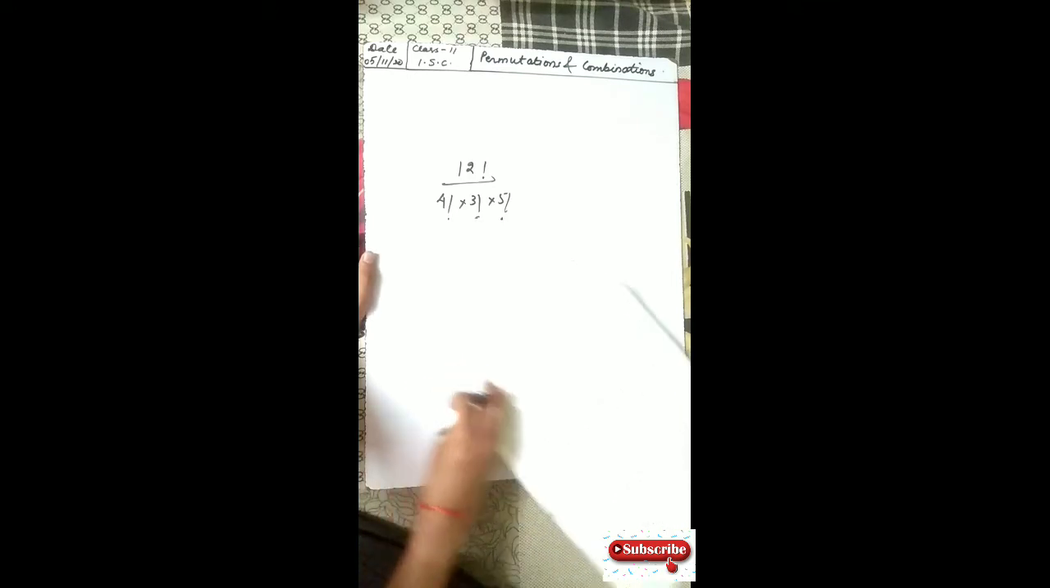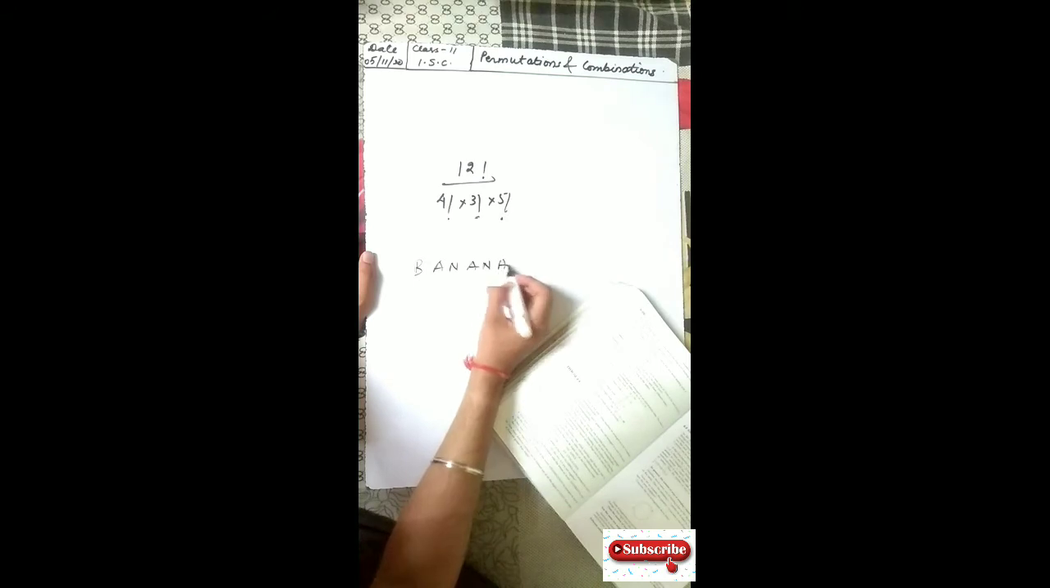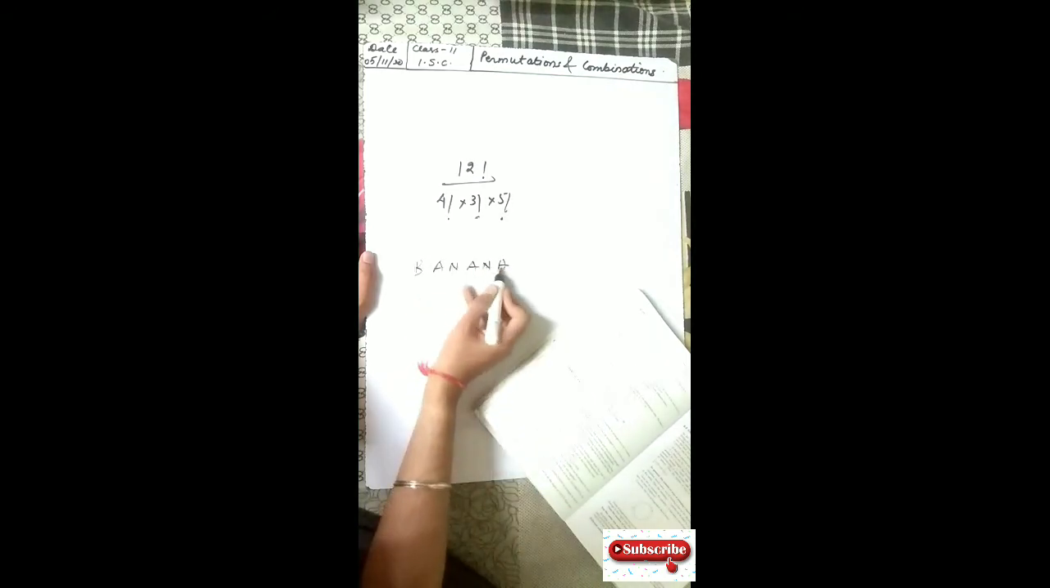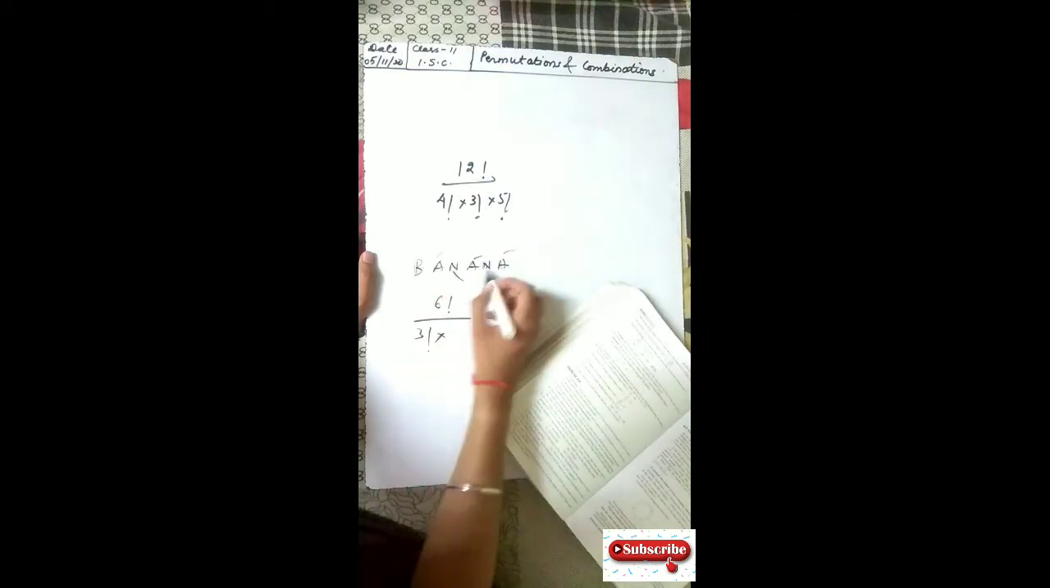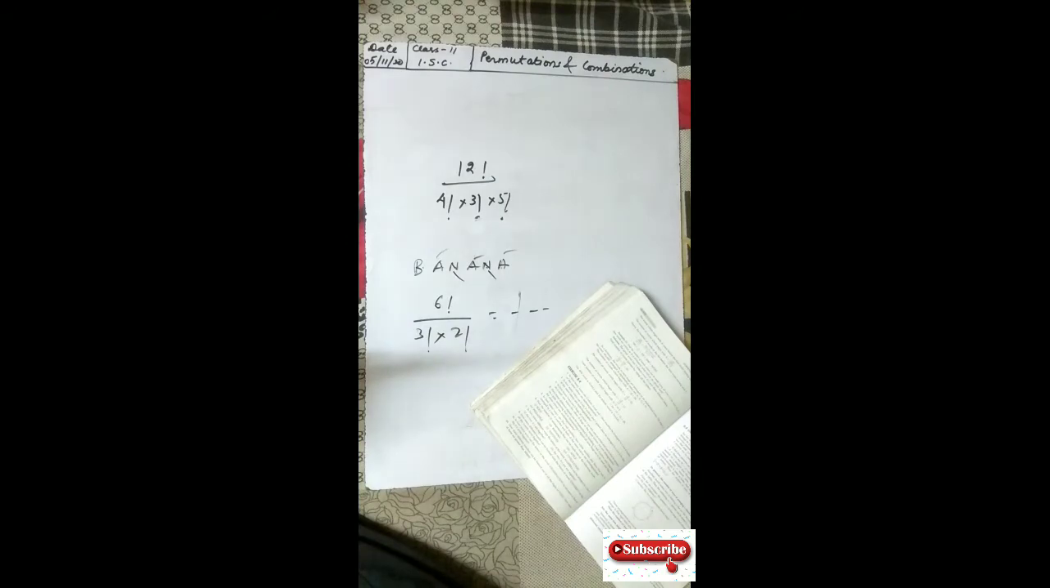Okay. Find the number of arrangements that can be made out of the letters of BANANA. How can we? 1, 2, 3, 4, 5, 6. 6 factorial upon how many are repeating? 3 A's are there, so 3 factorial, into 2 N's are there, 2 factorial. By this you will get your answer. Okay. Pineapple, institution, civilization, apple, root. They are easy to do.